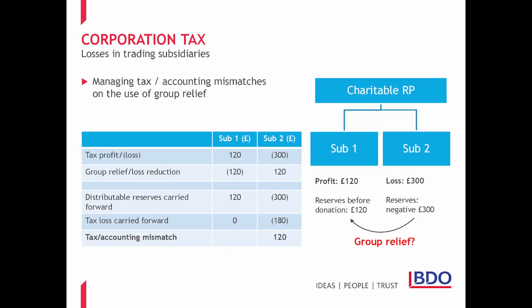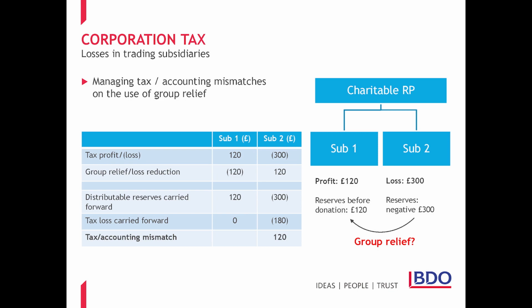On our next slide, still on losses, here we have a situation where you've got a charitable housing association with two subsidiaries. One makes a profit and one makes a loss. So here we have sub 1 making a profit of 120 and sub 2 a loss of 300. Now, we have some options here from a tax perspective around tax management. In the example I've put in the table, you can see that sub 2 has allowed sub 1 some of its loss to offset those profits from a tax perspective.